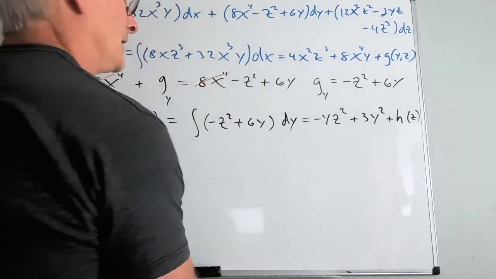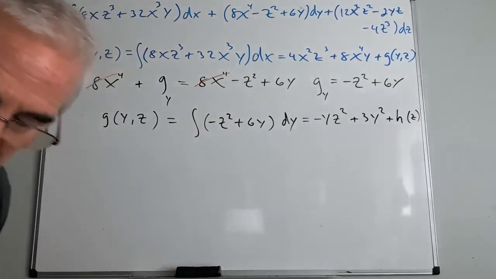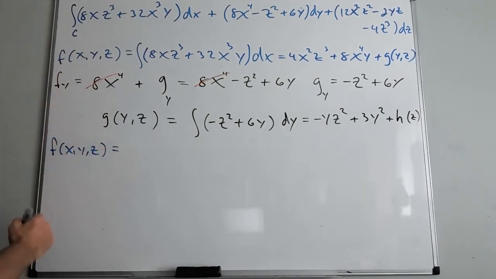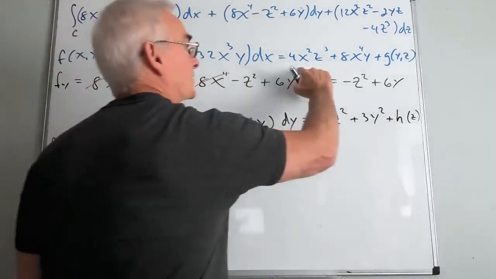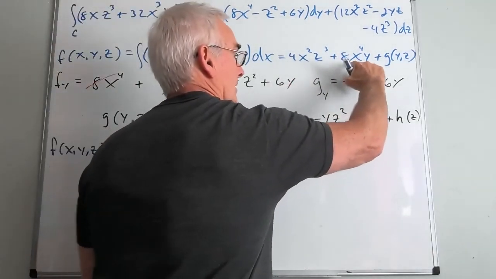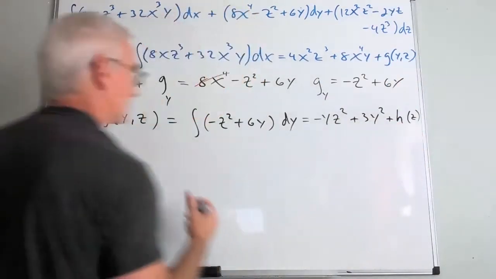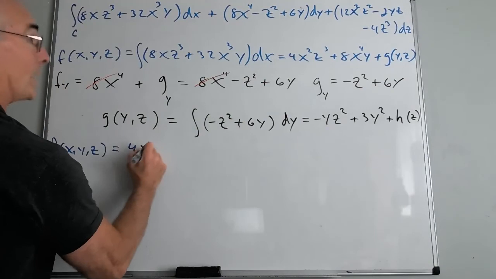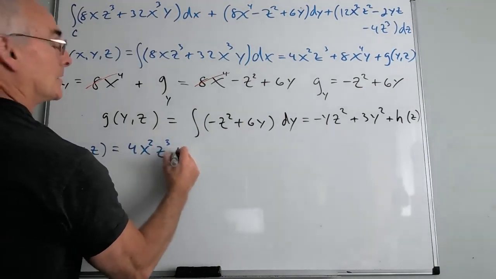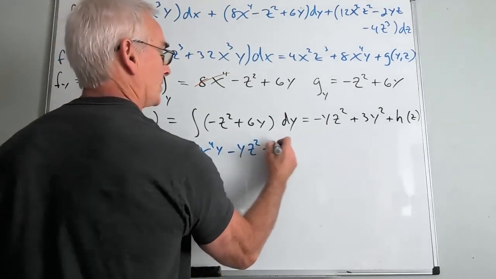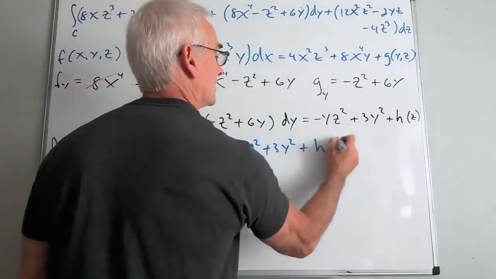So now I'm going to restate my f of x, y, z, because I have to have something that I'm taking a derivative of. Now, what is it at this point? It's this plus this. And now this is my g, so it's this plus this plus this plus this plus this. So it's all of this stuff now. 4x squared z cubed plus 8x to the fourth y minus y z squared plus 3y squared plus h of z.